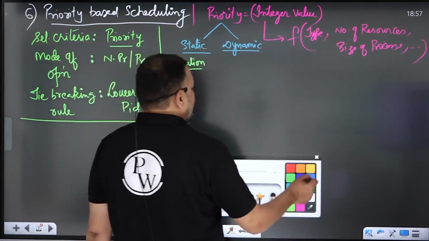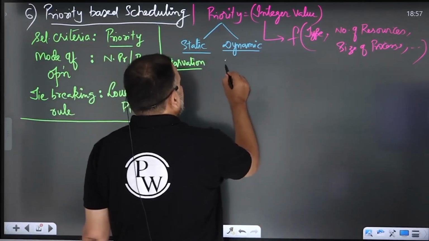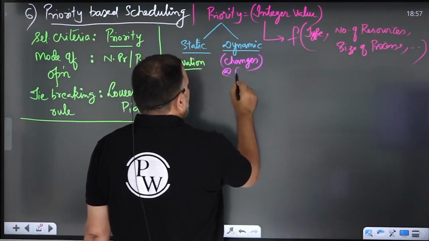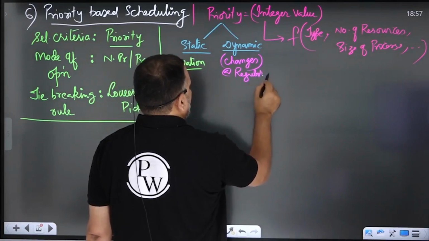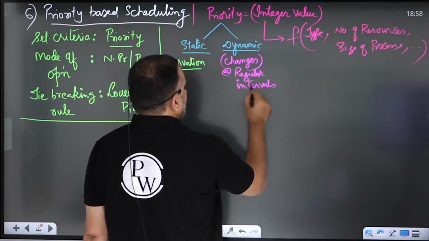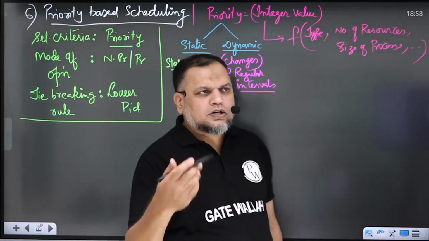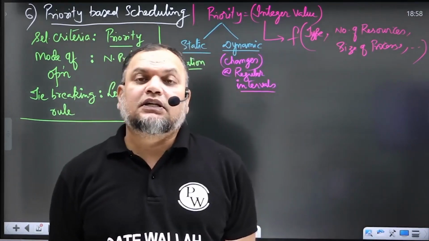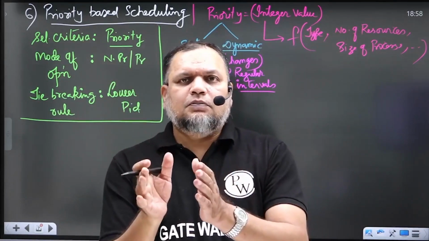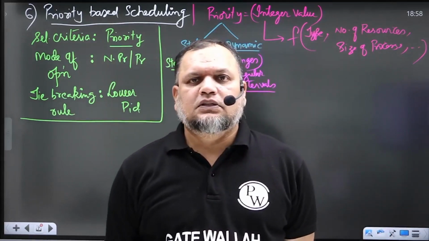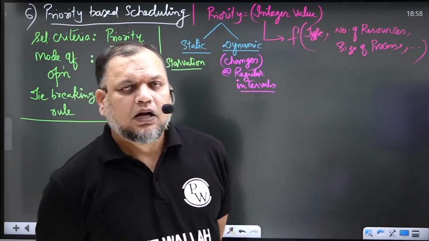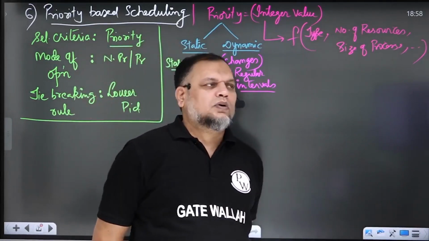So what is going to happen in dynamic priority? Priority changes. It generally increases at regular intervals. At regular intervals of time, the priority of the process increases, so that eventually a low priority process would become a high priority process after a good amount of time.